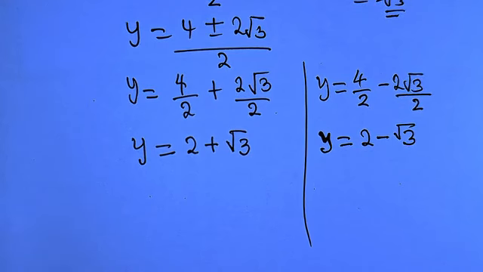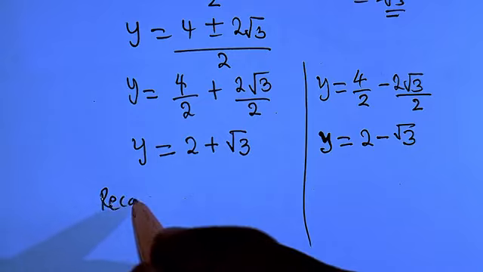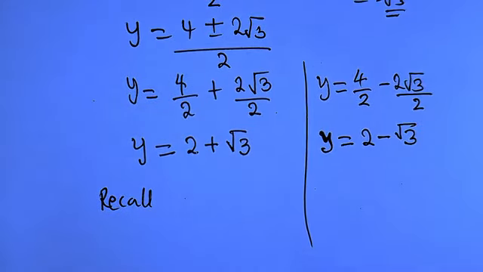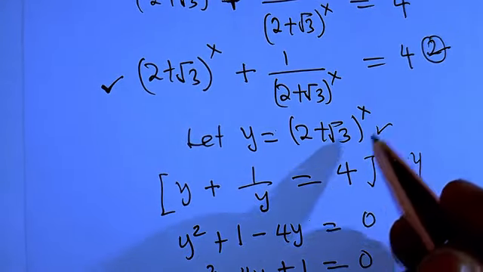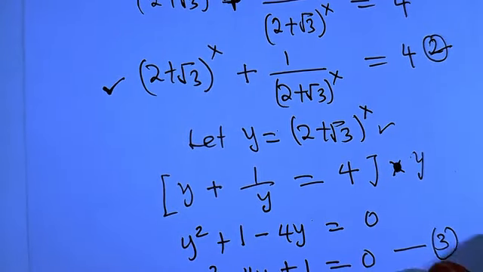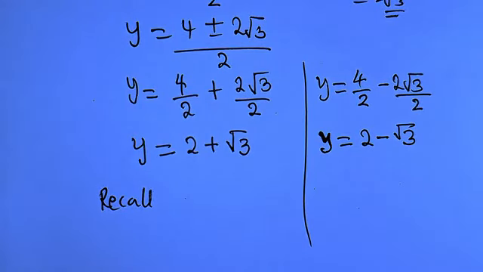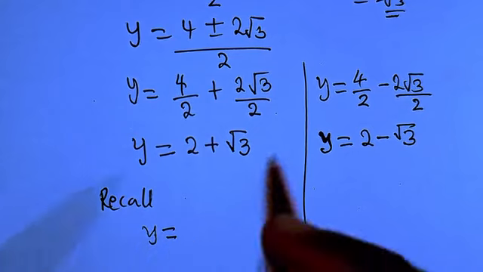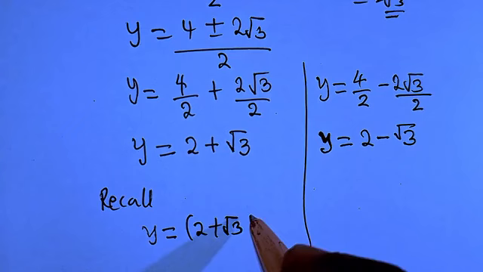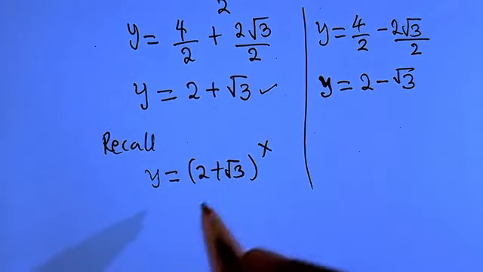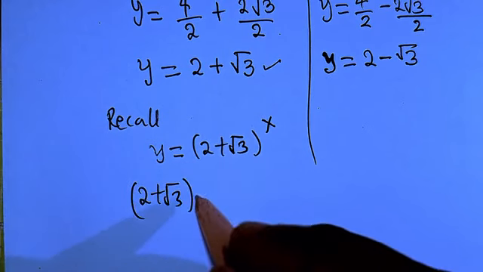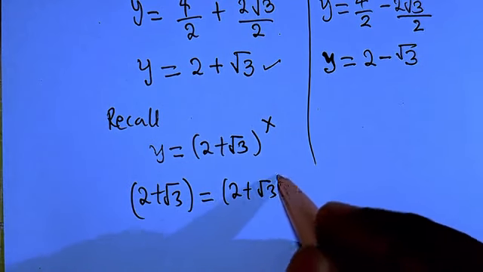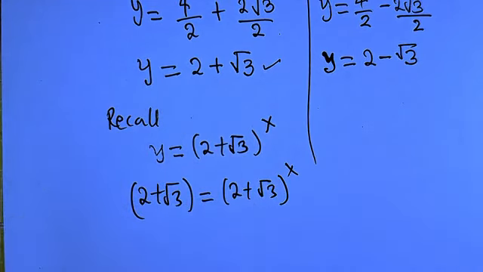So now here, don't forget that we are not looking for the value of y. Our main variable we are looking for is x, right? So we should recall from the beginning that we've already said y is 2 plus root 3 to the power of x. But here we have y to be 2 plus root 3. You can see that 2 plus root 3 will be equal to 2 plus root 3 to the power of x, that is when y equals 2 plus root 3.